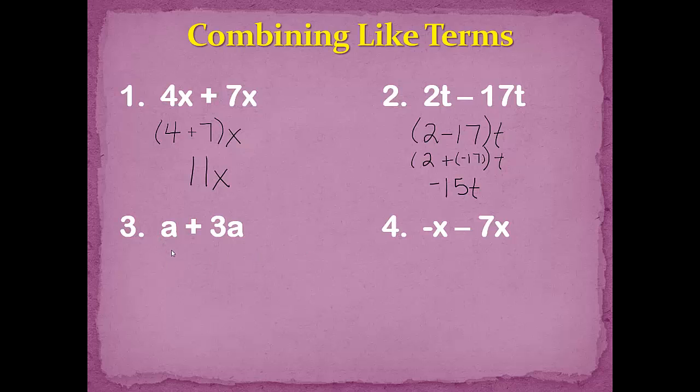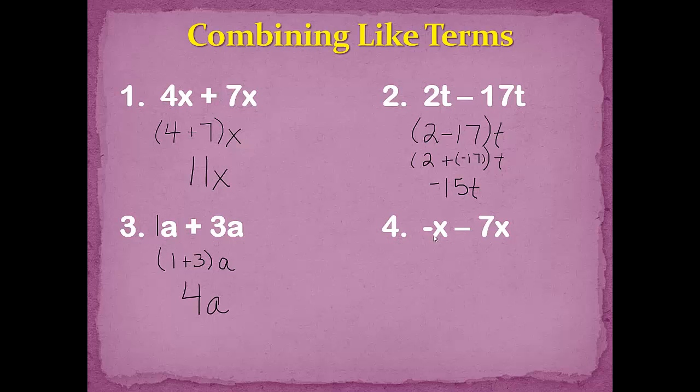For number 3, we have a plus 3a. These are like terms because they have the same variable, a. There is no number in front of the first a. Since there's no number, it would be a 1. 1a and a are the same thing. We do not have to write the 1 if there's only one a, or one of our variable. So now we'll add our coefficients. 1 plus 3. And that answer would be multiplied by a. 1 plus 3 is 4, so we have 4a.